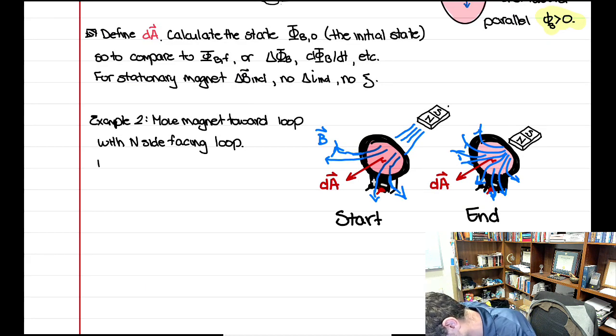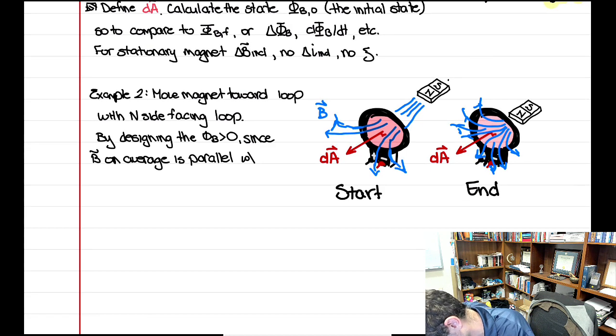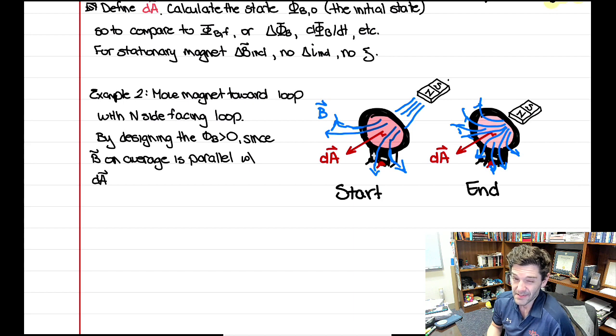So, by defining the direction of positivity, by designing the flux of the magnetic field to be greater than 0, right, since B on average is closer to being parallel with dA, we can then talk meaningfully about what it means when I say the flux increases.